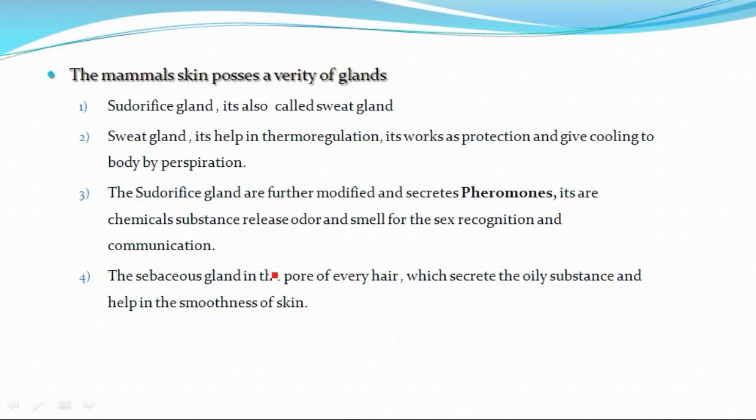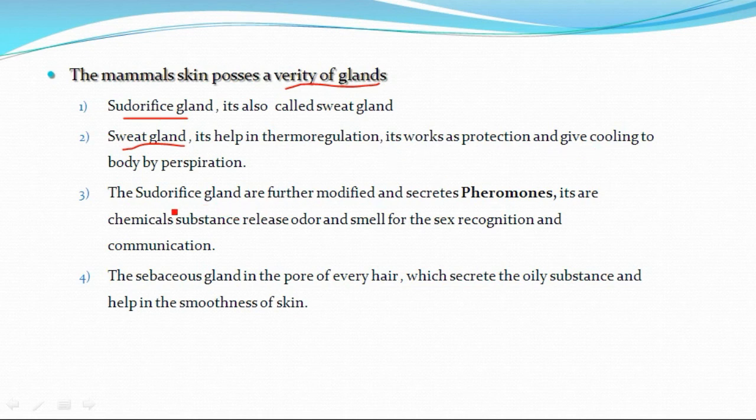Now we are going to talk about the variety of glands present in mammalian skin. The first is the sudoriferous gland. The sudoriferous gland is present in the skin of mammals. It is the sweat gland, present in humans and other mammals, and it helps in thermoregulation and gives cooling to the body by perspiration.